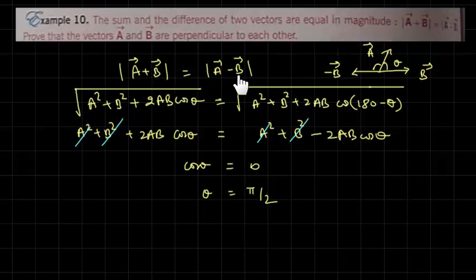So it's given that magnitude of a plus b is equal to magnitude of a minus b. So this is equal to this. This is 180 minus theta, because the angle between a and b is theta, and the angle between a and minus b is 180 minus theta. So squaring both sides, we get cos theta is equal to 0. That means theta is equal to pi by 2.